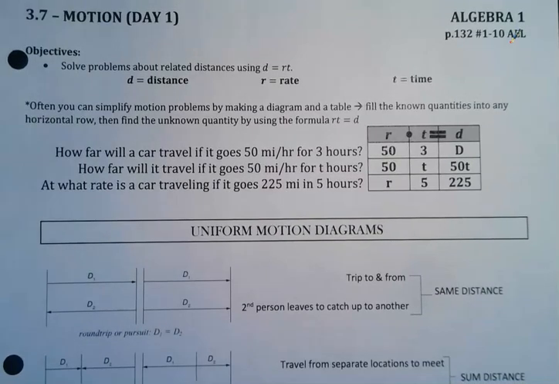problems. All right, so our objective today is to solve problems about related distances using another formula, D equals RT. D stands for distance, R is the rate, which has always been a percentage, but now we're talking about distance. So what are some rates when we talk about distance? Traveling distance. Not miles, but miles per hour.